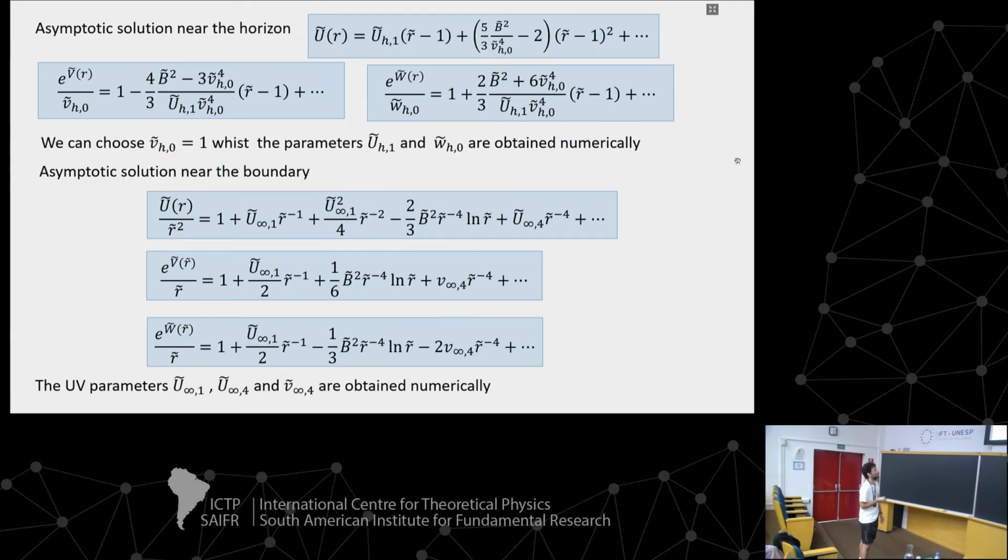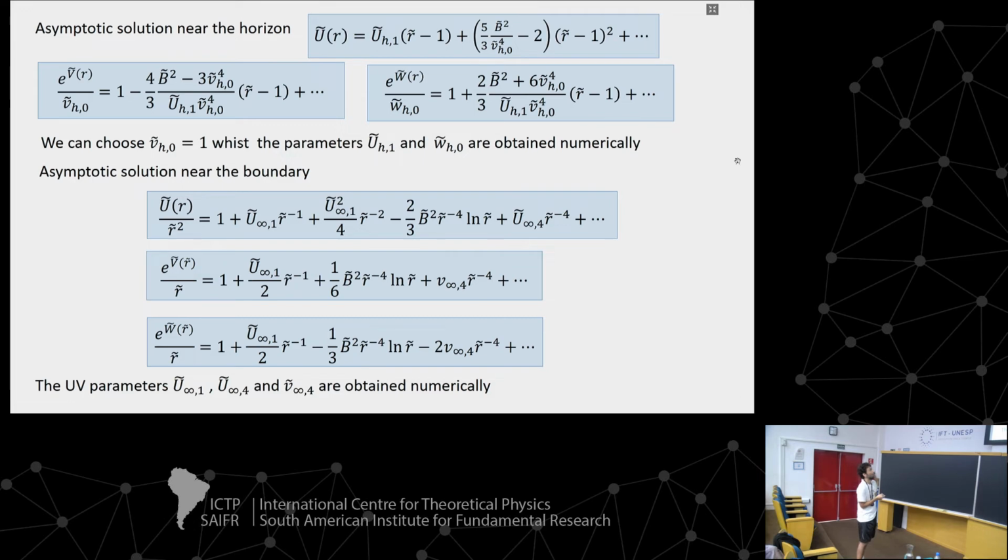And just some details of the background of the metric. Near the horizon, this 0-0 component of the metric has to go to 0, so it has a Taylor expansion. The other components of the metric could go to a constant, but they also admit some Taylor expansion. So these are the so-called horizon coefficients.